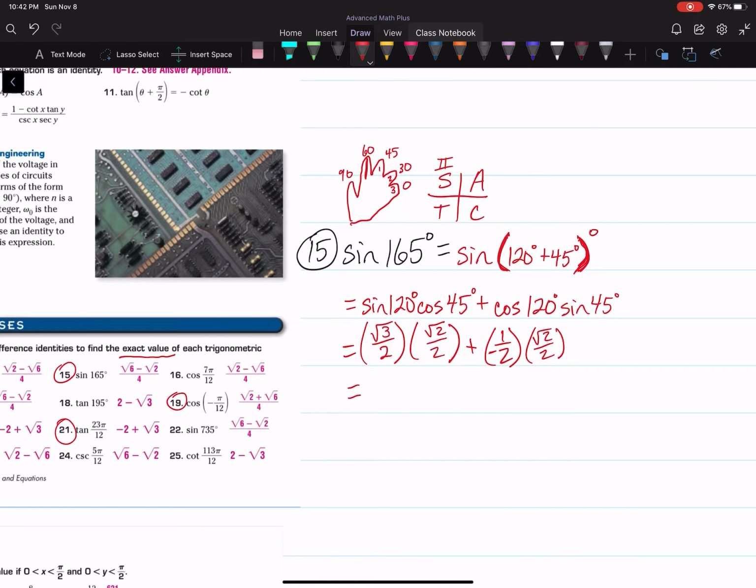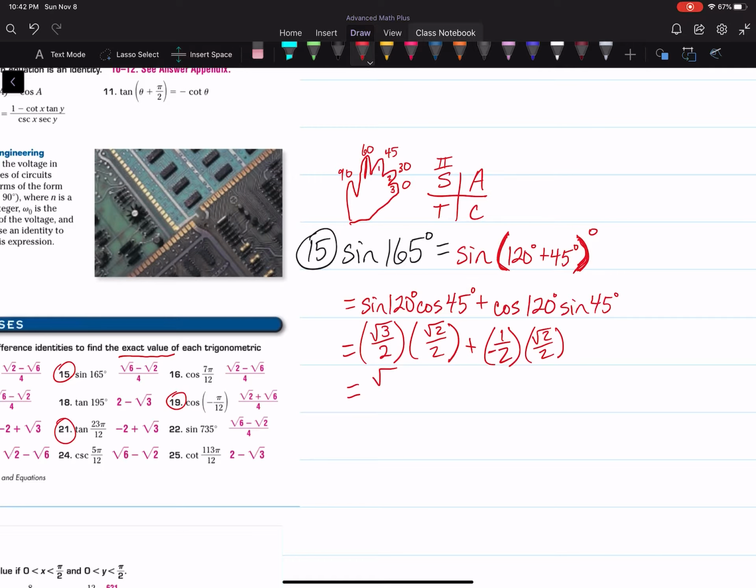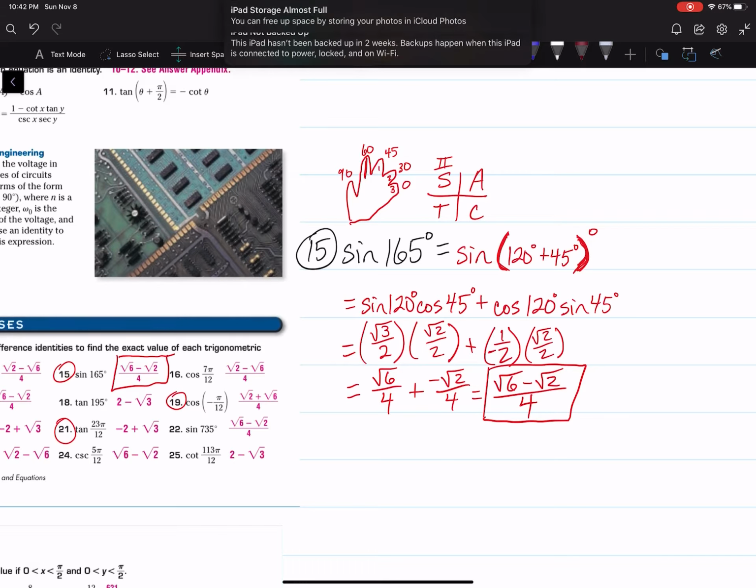And then you just simplify those. That's square root of 6 over 4 plus negative square root of 2 over 4, and you can write those as one fraction. Square root of 6 minus square root of 2 over 4. So that's where they're getting that answer right there.